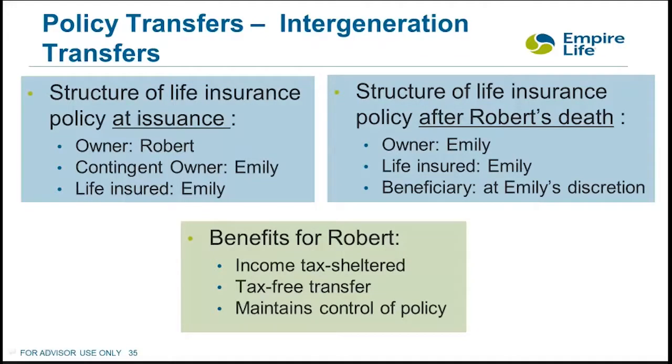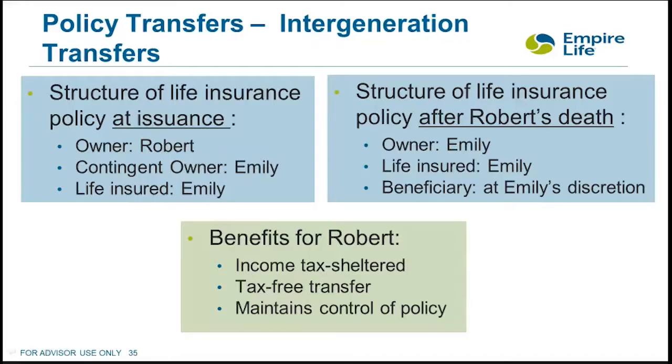So the case that we're going to look at here is of Robert, and Robert likes the idea of transferring a life insurance policy to his daughter Emily when he passes away. He likes the idea of allowing the income on his investment to grow in a tax-sheltered environment, thereby building an estate foundation for his future generations. He also likes that the transfer is done tax-free and that he can maintain control over the policy until he dies. He wants to know what the structure of the policy should be.